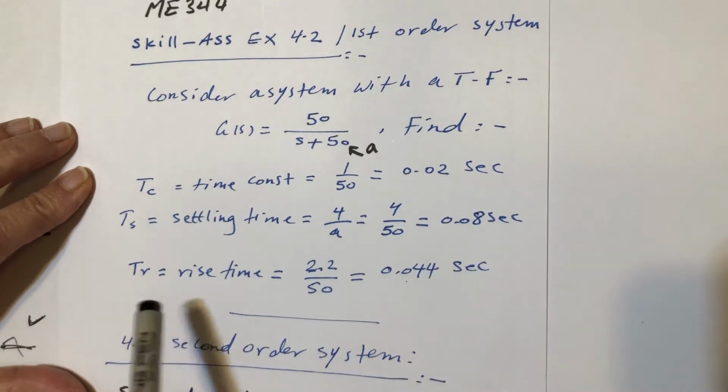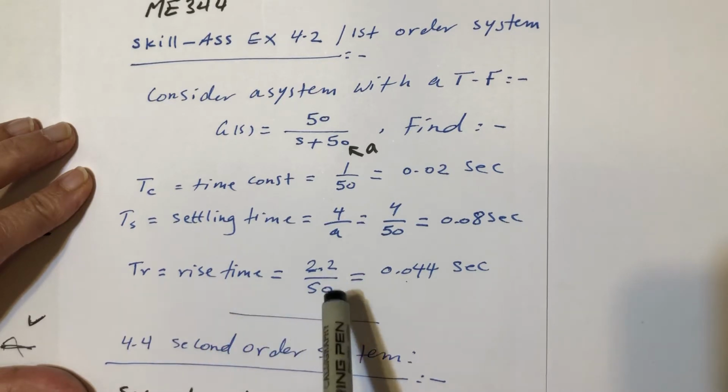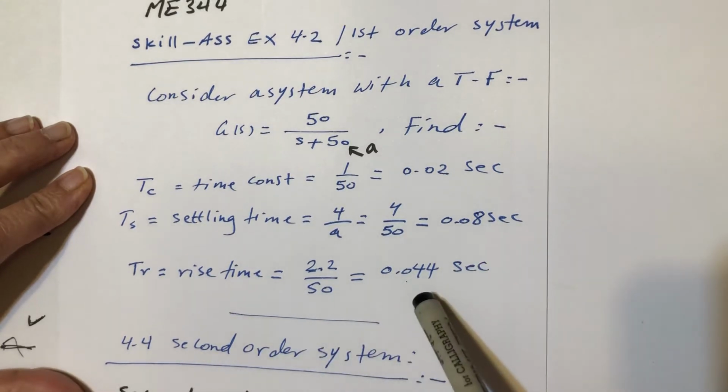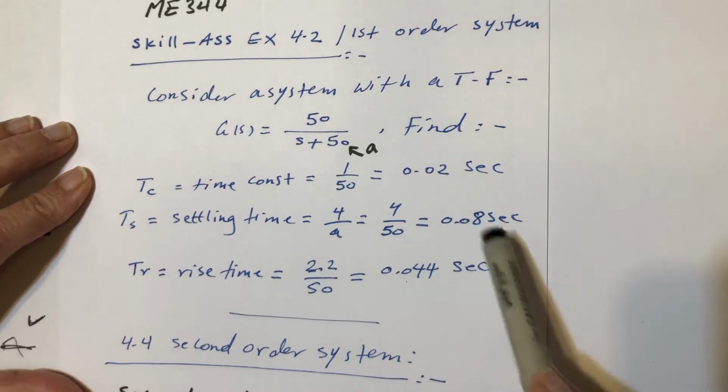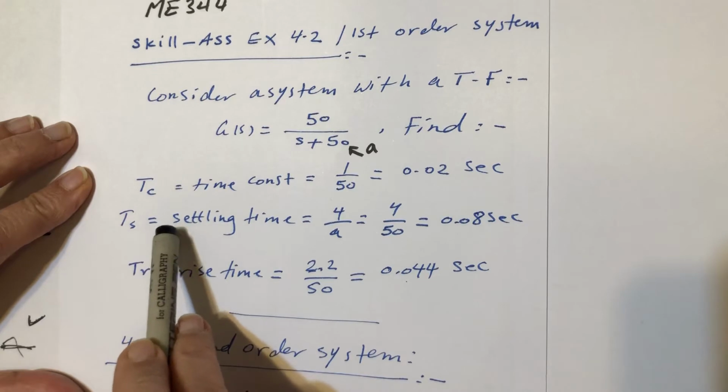Now the rise time, Tr, equals 2.2 over A. This is a formula we found, so 2.2 over 50 equals 0.044. And I told you before in the previous video that the rise time is always smaller than the settling time.